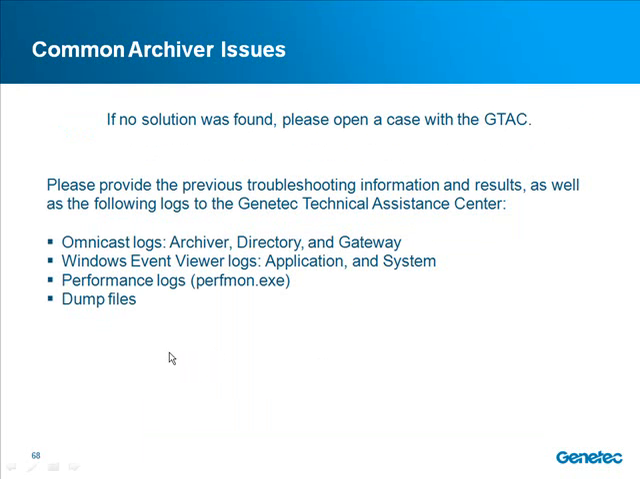If the source of the problem is not evident from the above tests, or you need more assistance, please give the GTAC a call or send an email, and make sure to include the Omnicast, Windows, and Performance Monitor logs. It would also be a good idea to provide the dumps from when the archiver service restarts.